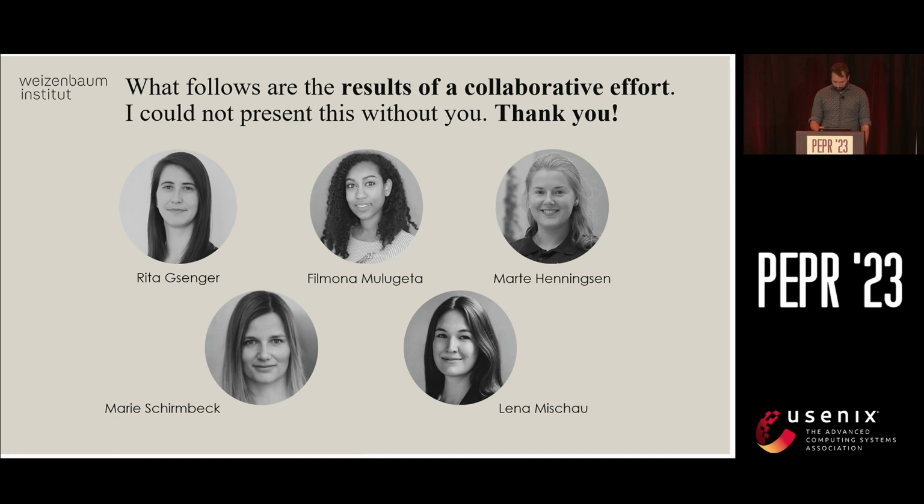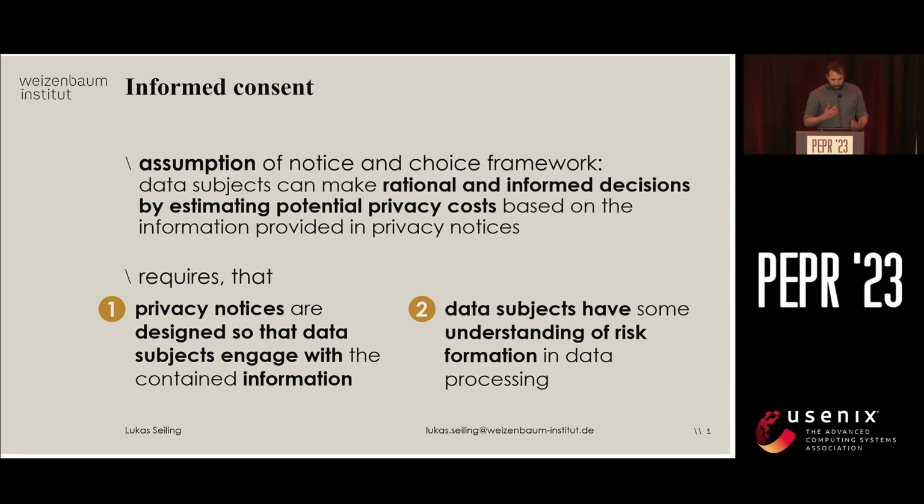So without further ado, you all know what informed consent is. It's basically the explicit requirement under both GDPR and CPRA. And it follows this notice and choice framework, right? The framework assumes that data subjects make rational choices, and a rational choice is a choice that weighs the costs and benefits of a decision. Benefits are quite clear if I choose a product, right? I'm choosing the product because I want these benefits.